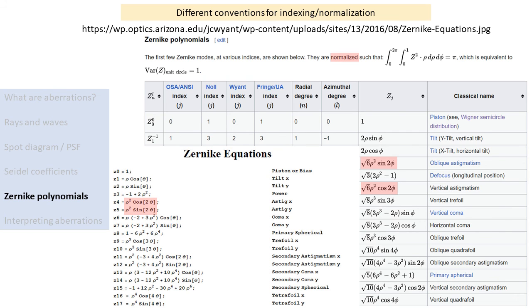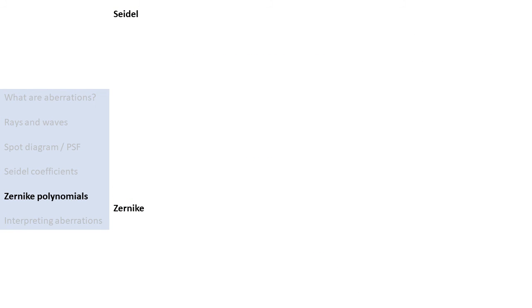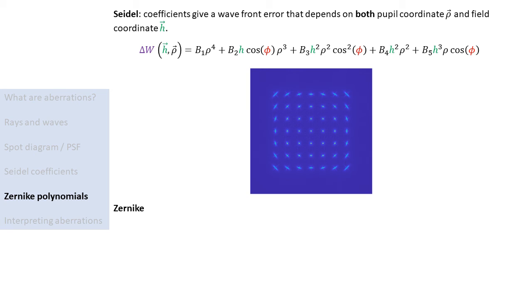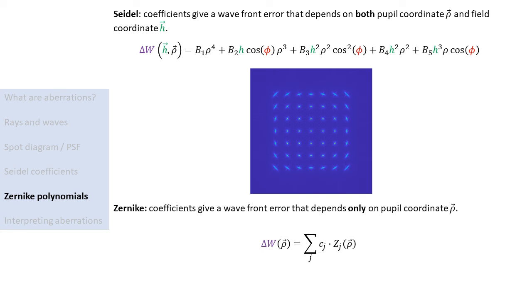Now let's have a look at the differences between describing wavefront errors with Seidel aberrations and with Zernike polynomials. When we defined the Seidel aberrations, we used an expression for the wavefront error that depends on both the pupil coordinate as well as the point source location. As a result, we could create a picture that shows how point sources at different locations yield different point spread functions. The Zernike polynomials, on the other hand, depend only on the pupil coordinate.